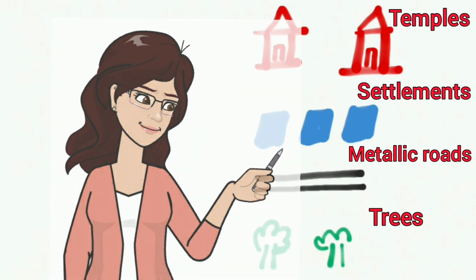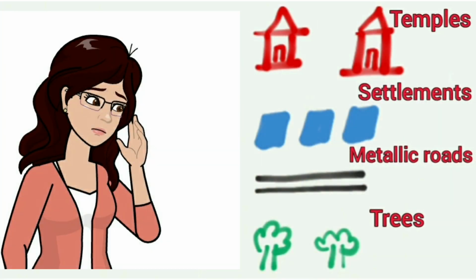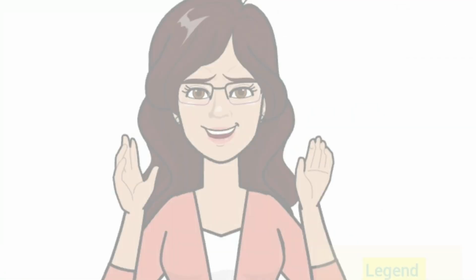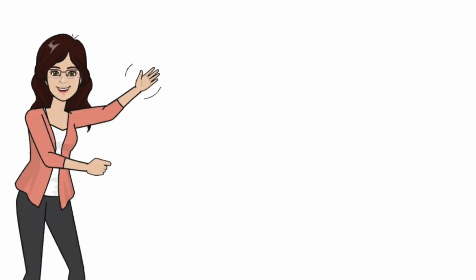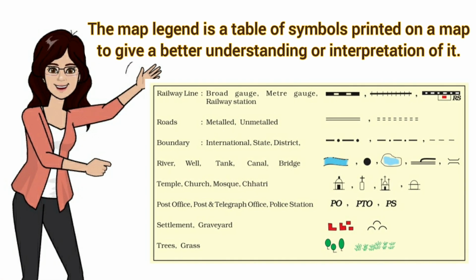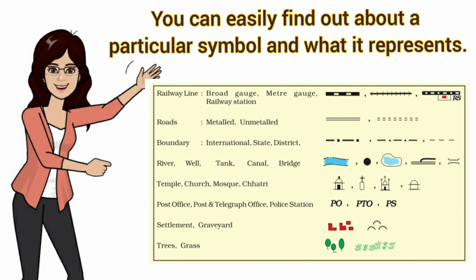Some of you might find it difficult to learn and may think about how to memorize them. But you don't need to worry, because on the map you can find the key of the map or map legend. What is this map legend? The map legend is a table of symbols printed on a map to give a better understanding or interpretation of it. With the help of this table, you can easily find out about a particular symbol and what it represents.